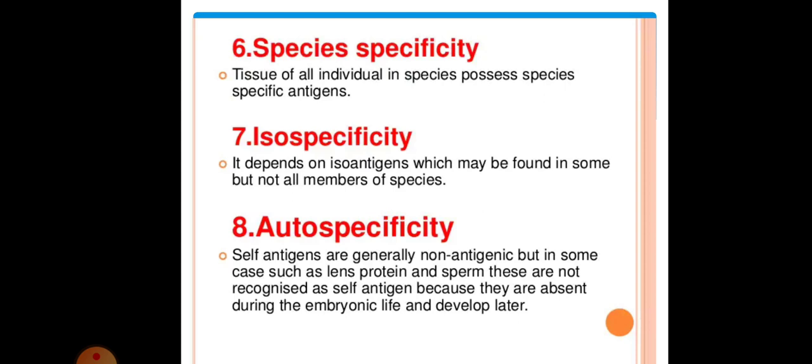They are developed after the embryonic period is completed. So the lens protein and sperms are not recognized as self antigens, and they can easily and specifically bind to our antibodies. Hence that specificity should be recognized there.